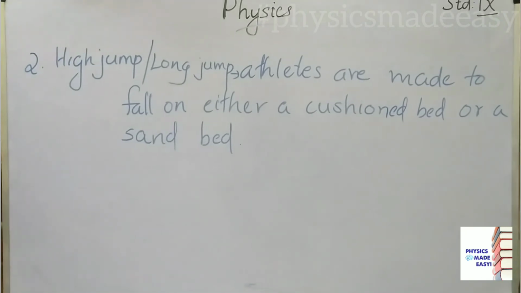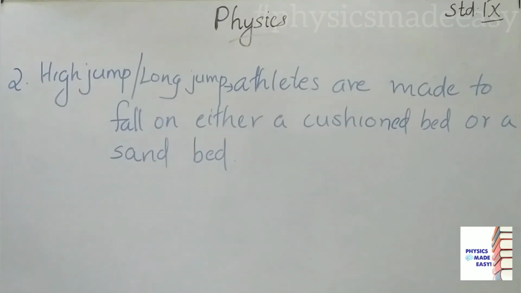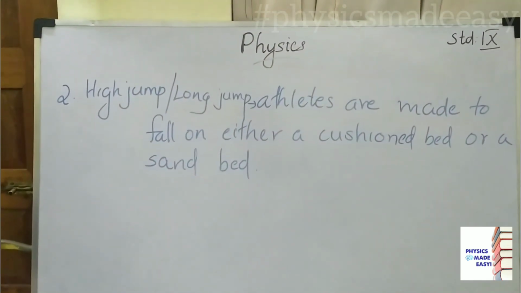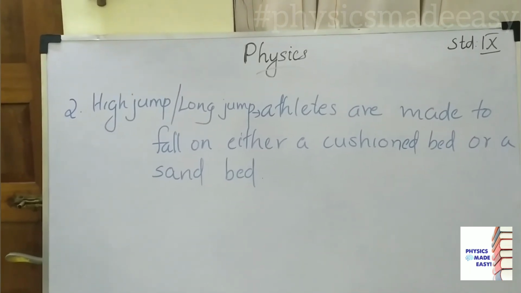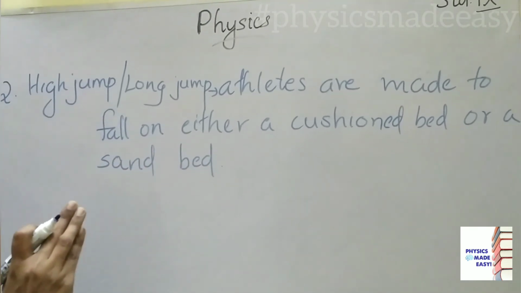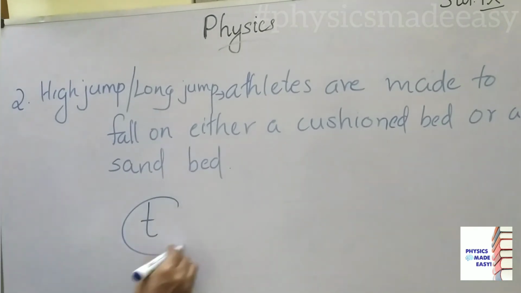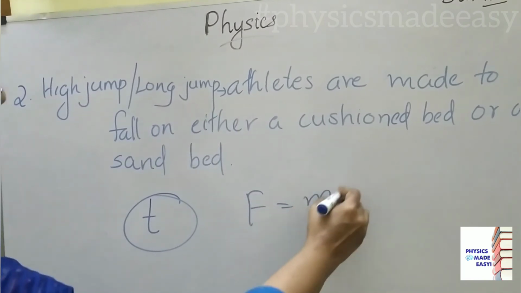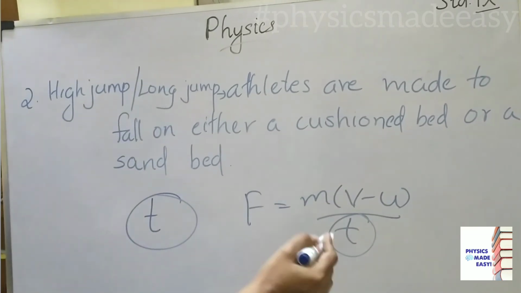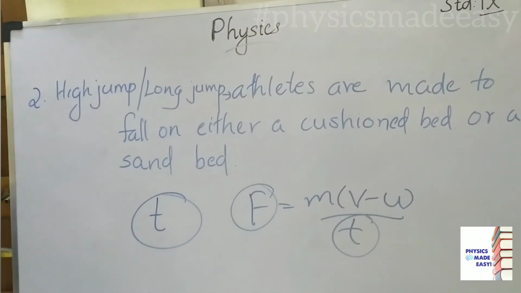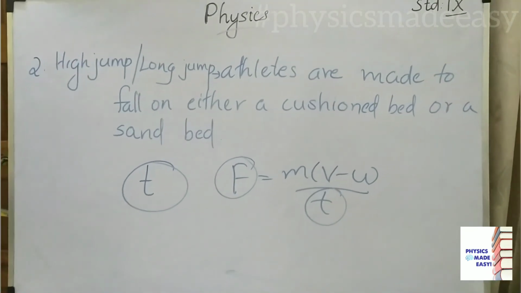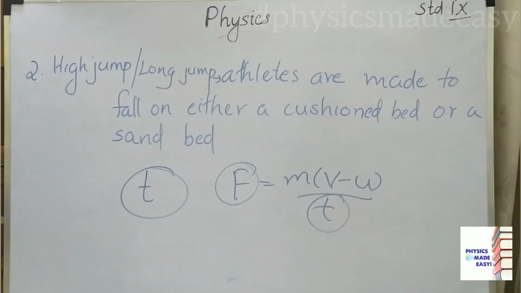Like that in athletic events, high jump or long jump, there the athletes are made to fall on either a cushioned bed or a sand bed. Why are they doing like this? For avoiding injuries. By using this cushion bed or sand bed, they can increase the time. So in our equation F is equal to m into (v minus u) by t, they can increase the time. So due to that they can reduce the effect of the force. So for avoiding injuries, they have to use this cushion bed or sand bed. Here we are applying Newton's second law of motion.